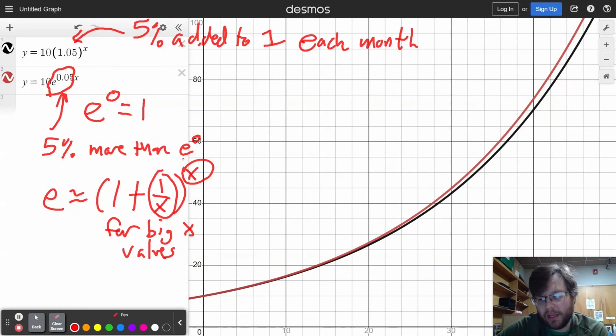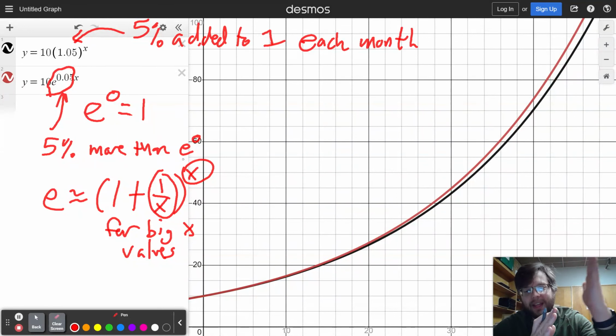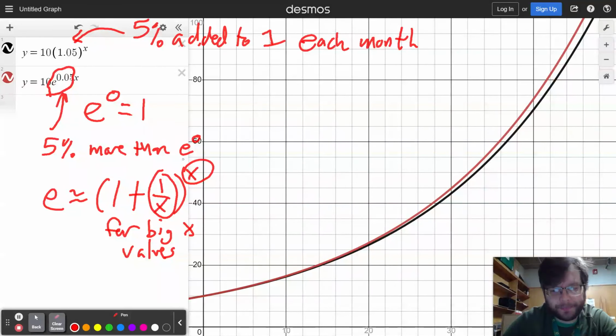So the e thing is this idea of it's continuously growing, whereas the 1.05 is the idea that periodically, at the end of every time chunk, it grows by 5%. Kind of like a geometric sequence is disconnected. It's a similar idea to that. Okay, so that's the main idea.